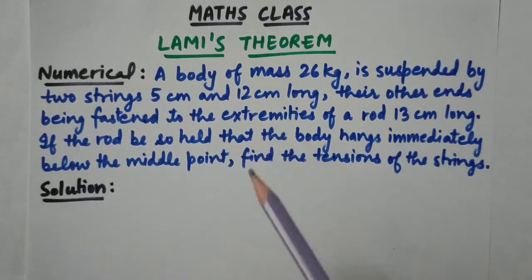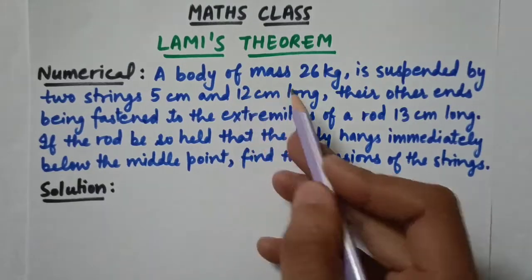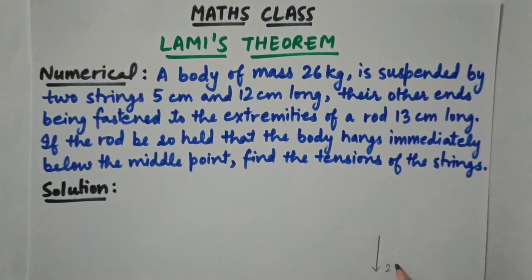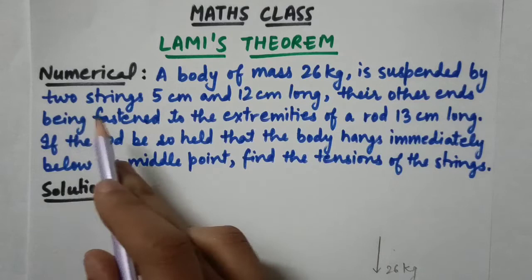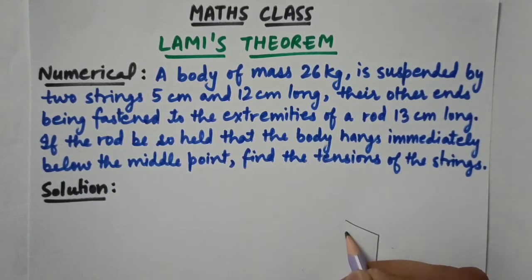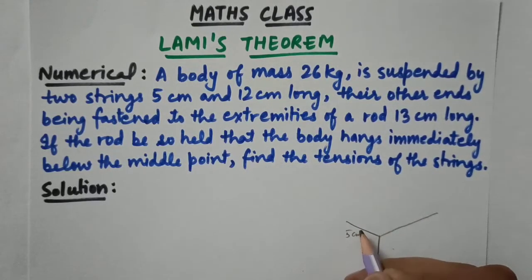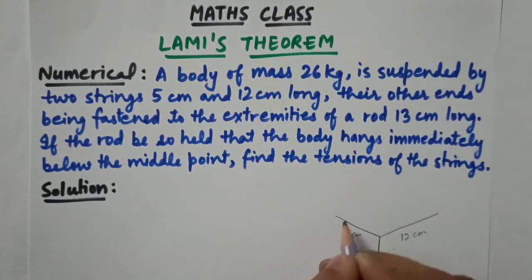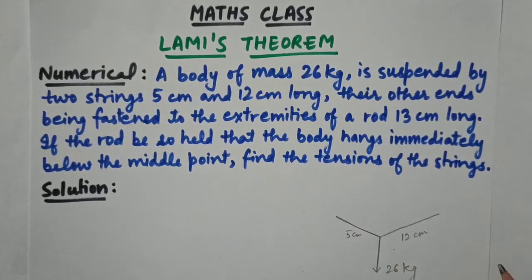So both these strings, let us just draw a rough diagram. So there is a body of mass 26 kg, let us say. So this is 26 kg and this is suspended using two strings. So here is one string that they are saying is 5 centimeter long, and here is the other one that is 12 centimeter long. So this is a rough diagram. We are just gonna draw it roughly.